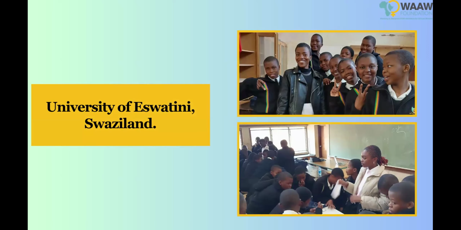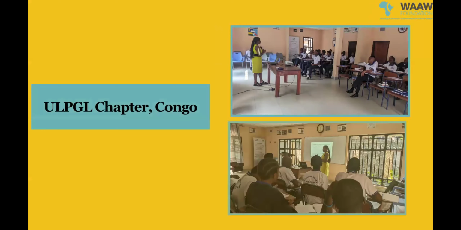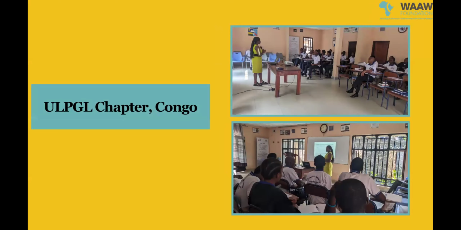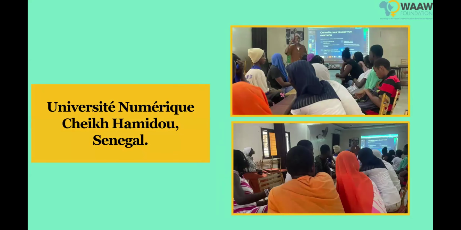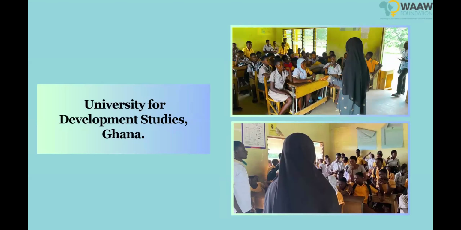And the next chapter is ULPGL chapter Congo. This particular chapter, I don't know how to pronounce your full name. So we'll just leave it at the shortened name. And the next one, okay, I'll try. University Numeric Sheikh Hamidou, Senegal. Okay. And the next chapter is the University of Development Studies, Ghana. We have the Burkina Institute of Technology, Burkina Faso, University of Kigali, Rwanda.